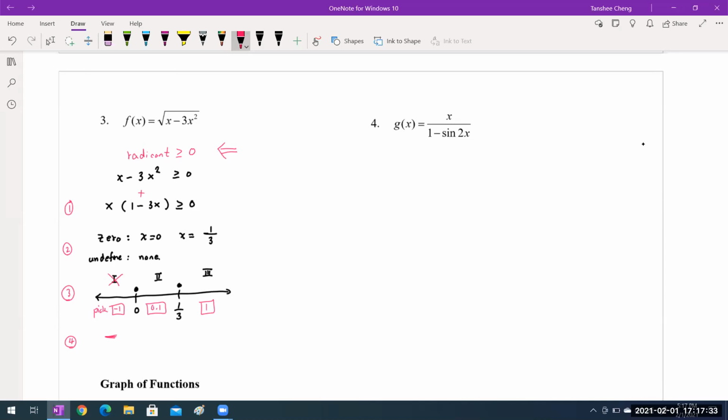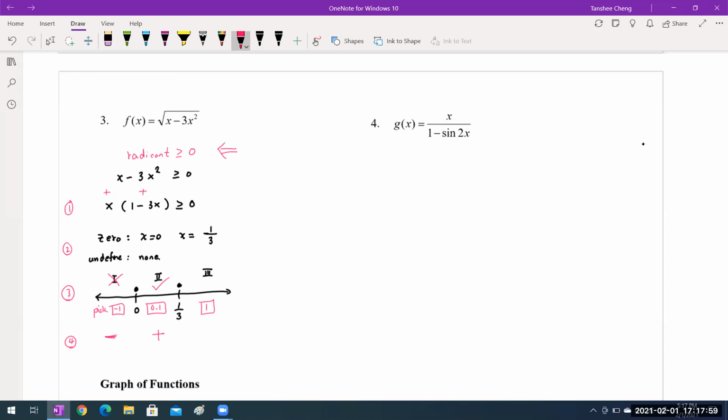Similarly, I'm going to do the same thing for the next one. When I plug in 0.1, the first factor result is positive. When I plug in 0.1 in the second factor, that will be 1 minus 0.3, which will also be a positive result. So positive times positive is a positive value. And then we know that a positive number is greater than 0. So therefore, this interval is a solution.